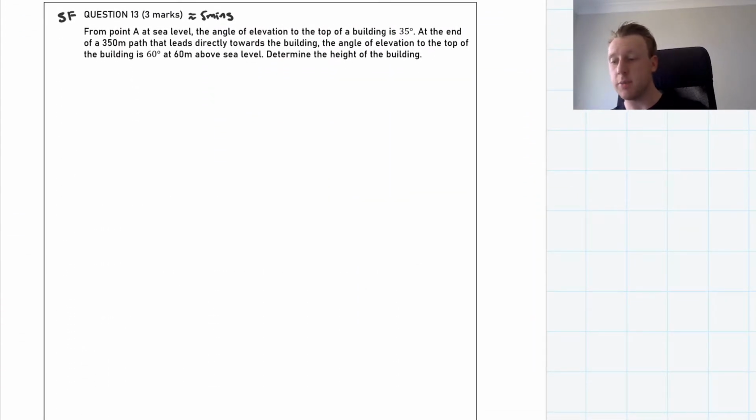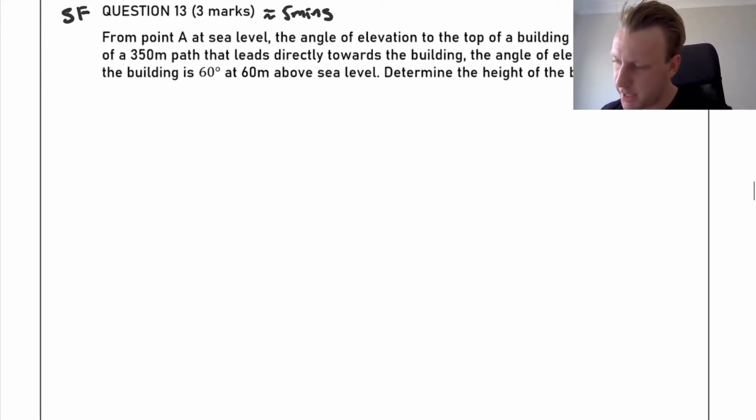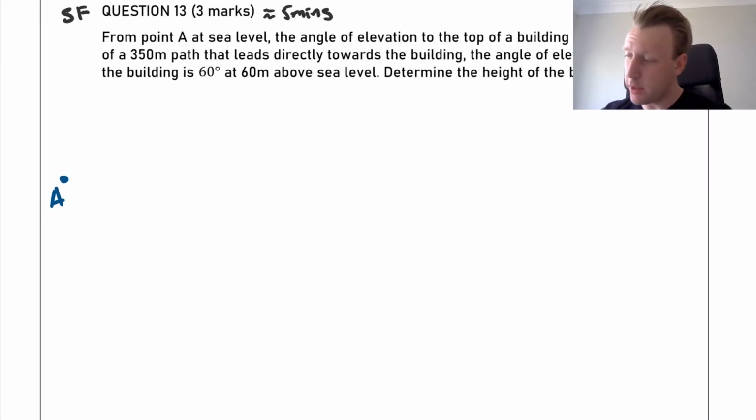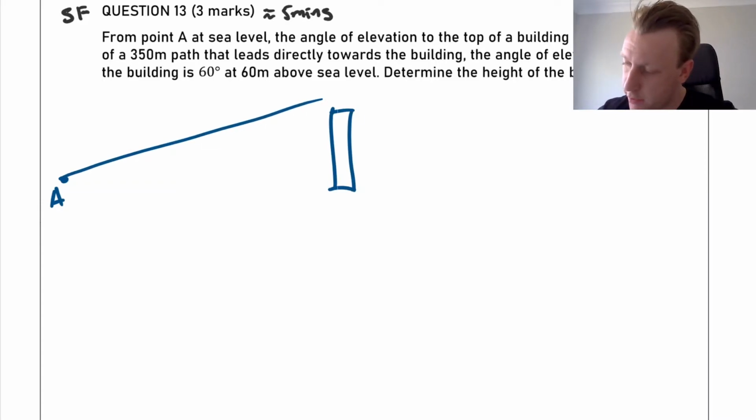Next question, simple, familiar, worth 3 marks. I'm saying it's going to take about 5 minutes just because you've got to read the question and actually understand what's going on. A little bit of trigonometry. Let's pause and try it. So we've got point A. Let's zoom in here. Point A is at sea level, and the angle of elevation to the top of some building is 35 degrees.